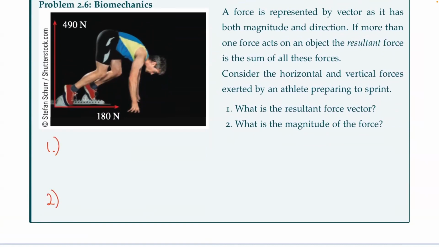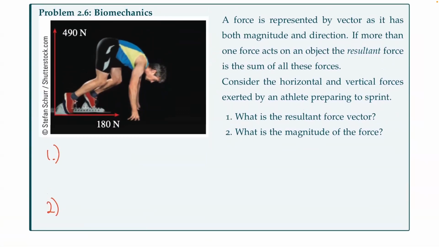Have a go at doing these. I'll walk around. So we've got these two vectors here. We've got 490 newtons going up. We've got 180 newtons going forwards. Work out what the resultant force vector is and what its magnitude is. In this case, its magnitude is going to be its length. Again, I'll walk around and answer any questions you might have.